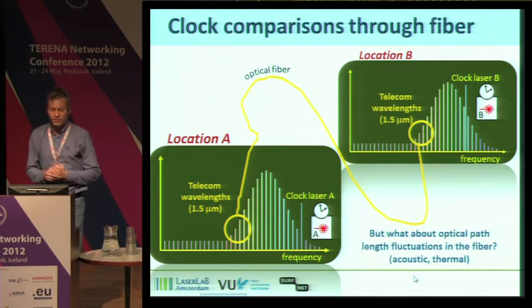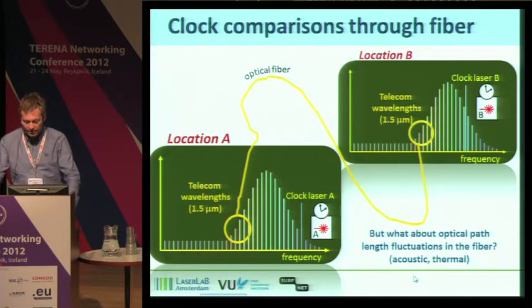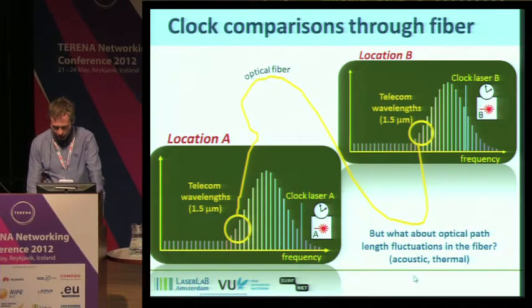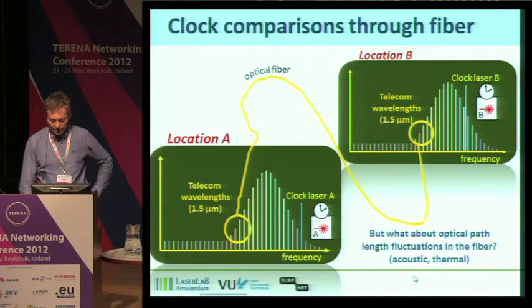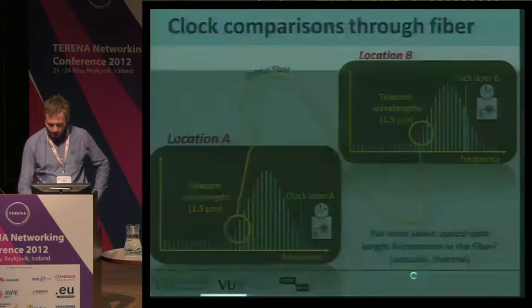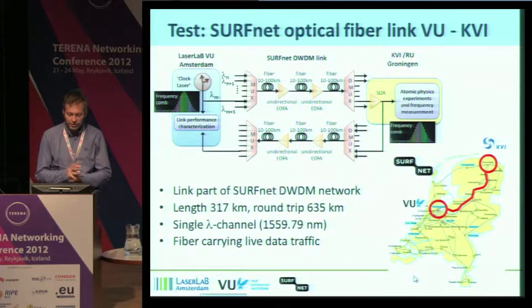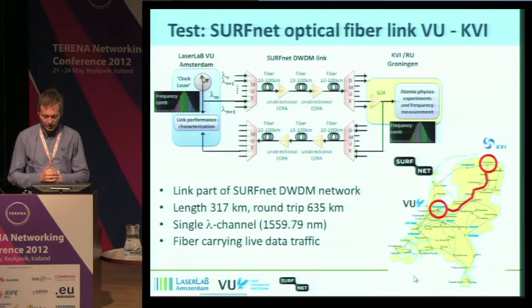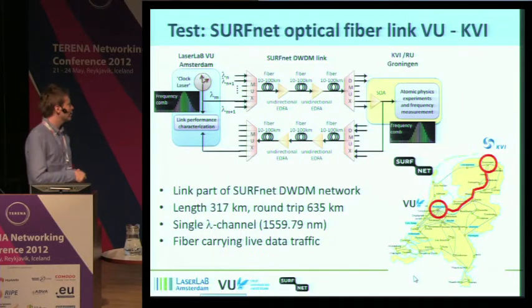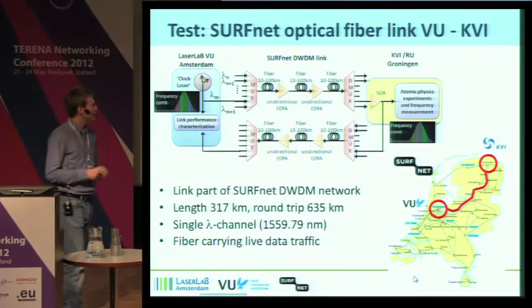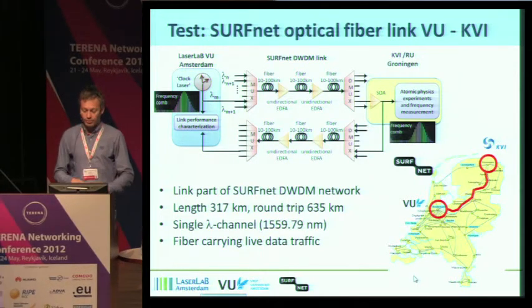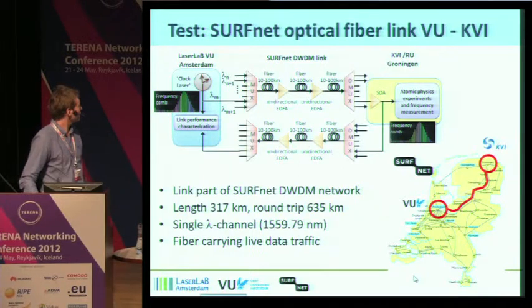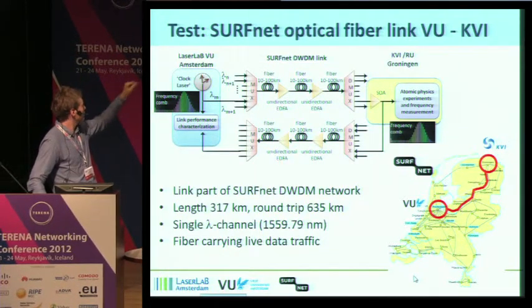But something that is a question mark here is what about the optical path length fluctuations that occur in such an optical fiber? Things like acoustic disturbances or thermal fluctuations. So in the Netherlands, we started collaborating with SurfNet, and SurfNet provided us a link, a DWDM channel running from our lab in Amsterdam at the VU University all the way to KVI in Groningen. So we have an arrangement as illustrated above.